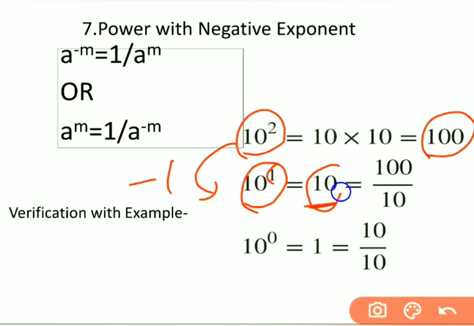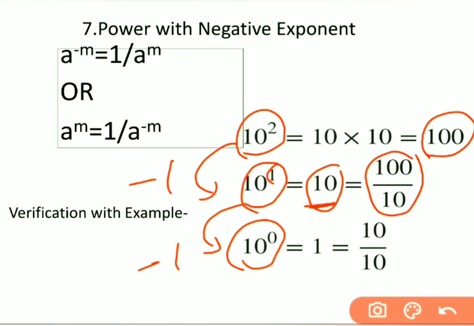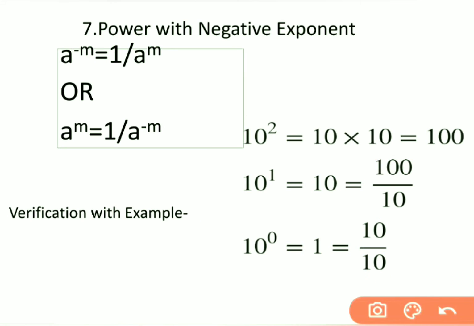You will obtain this value by making the previous value 1/10, means 100 upon 10. Next, decrease the exponent by 1. You will get 10 raised to the power 0, as 0 as the exponent. The value of 10 raised to the power 0 is 1. To obtain this value, make the previous value 1/10, means divide the previous value 10 by 10. You obtain the value as 1. And continue the pattern.